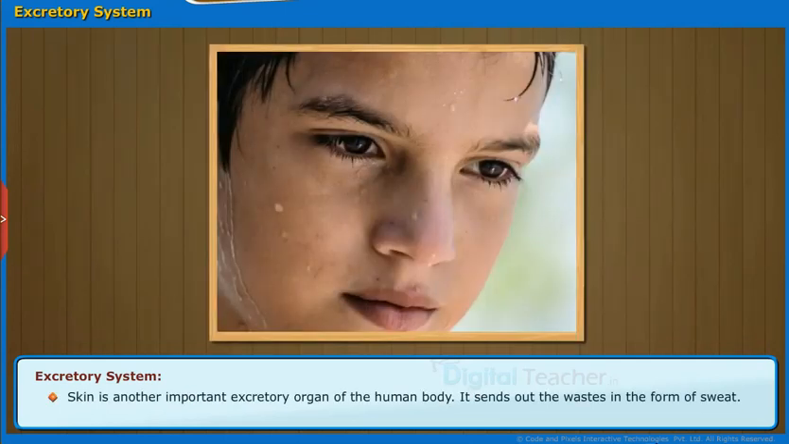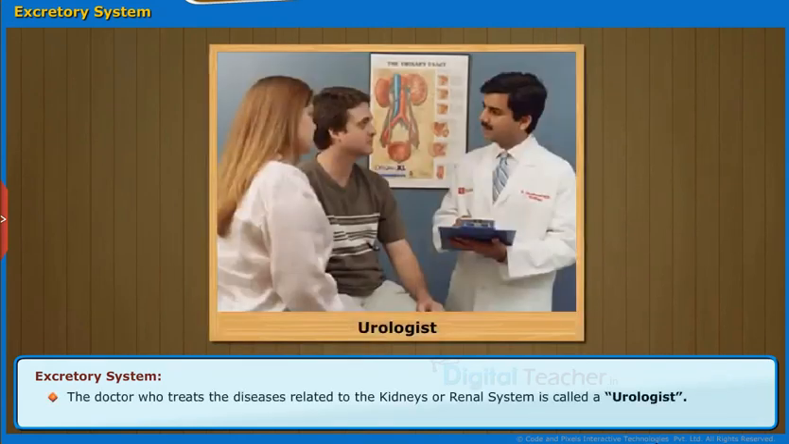Skin is another important excretory organ of the human body. It sends out the wastes in the form of sweat. The doctor who treats the diseases related to the kidneys or renal system is called a urologist.